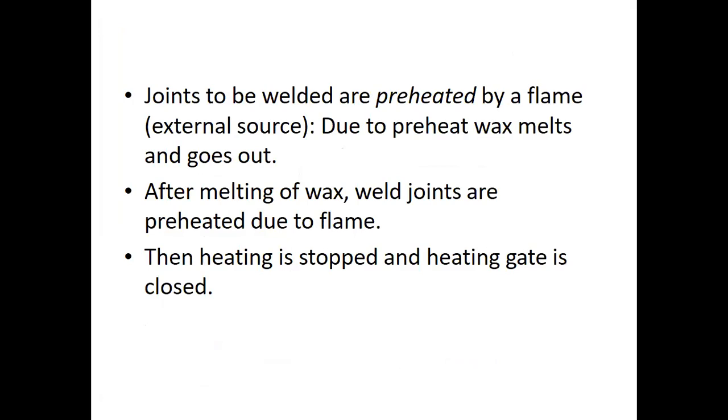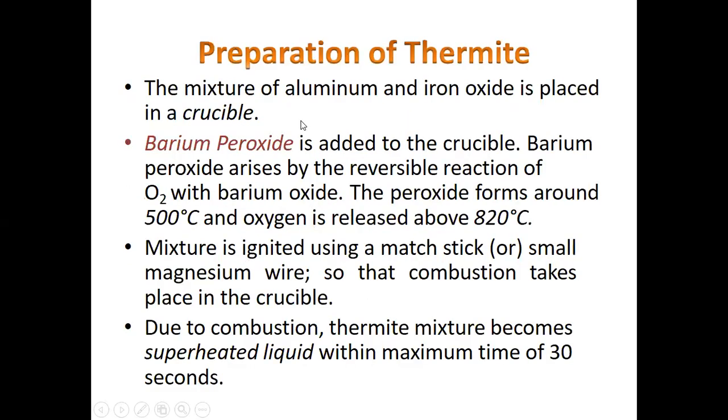The joints to be welded are preheated, as I said, with an external source, torch, etc. Due to preheat, the wax melts and goes out. That wax which was there earlier melts and goes out, and the whole setup reaches a certain temperature. After melting of the wax, the weld joints are preheated. Then heating is stopped and the heating gate is closed, and then you will pour that mixture.